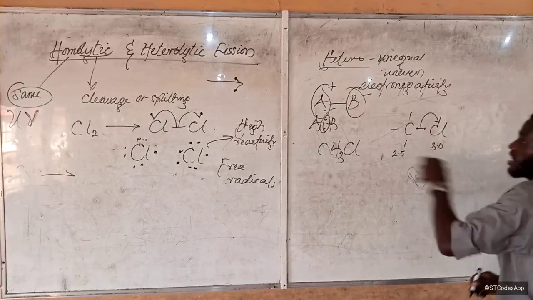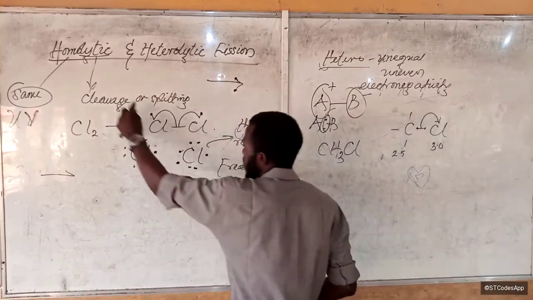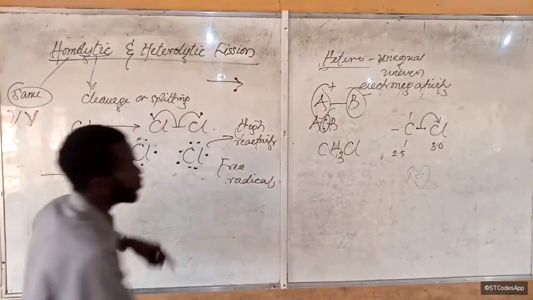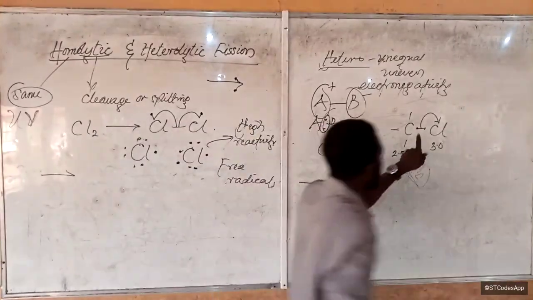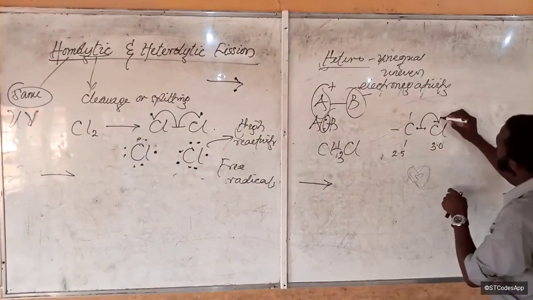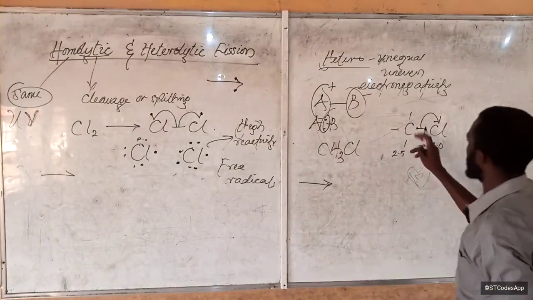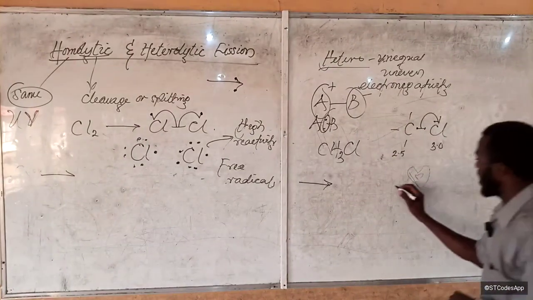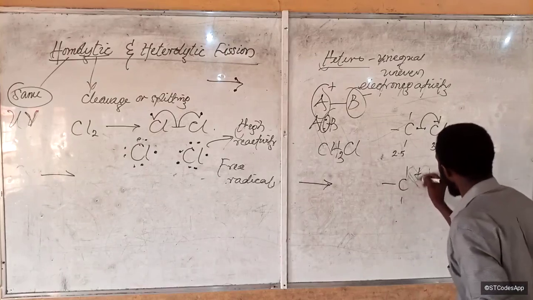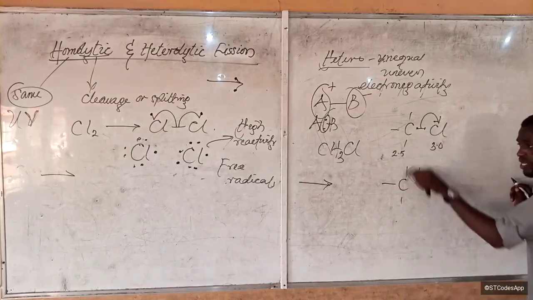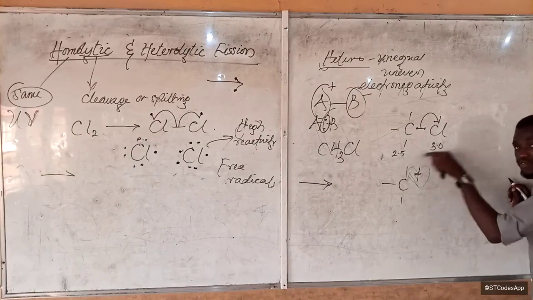Now notice, different from what I did earlier, where we used a half arrowhead to denote the movement of an electron, here we use a full arrowhead to show that both electrons are going to move onto chlorine. Is that okay? And because of that, carbon is going to be electron deficient, hence it gains a formal positive charge.